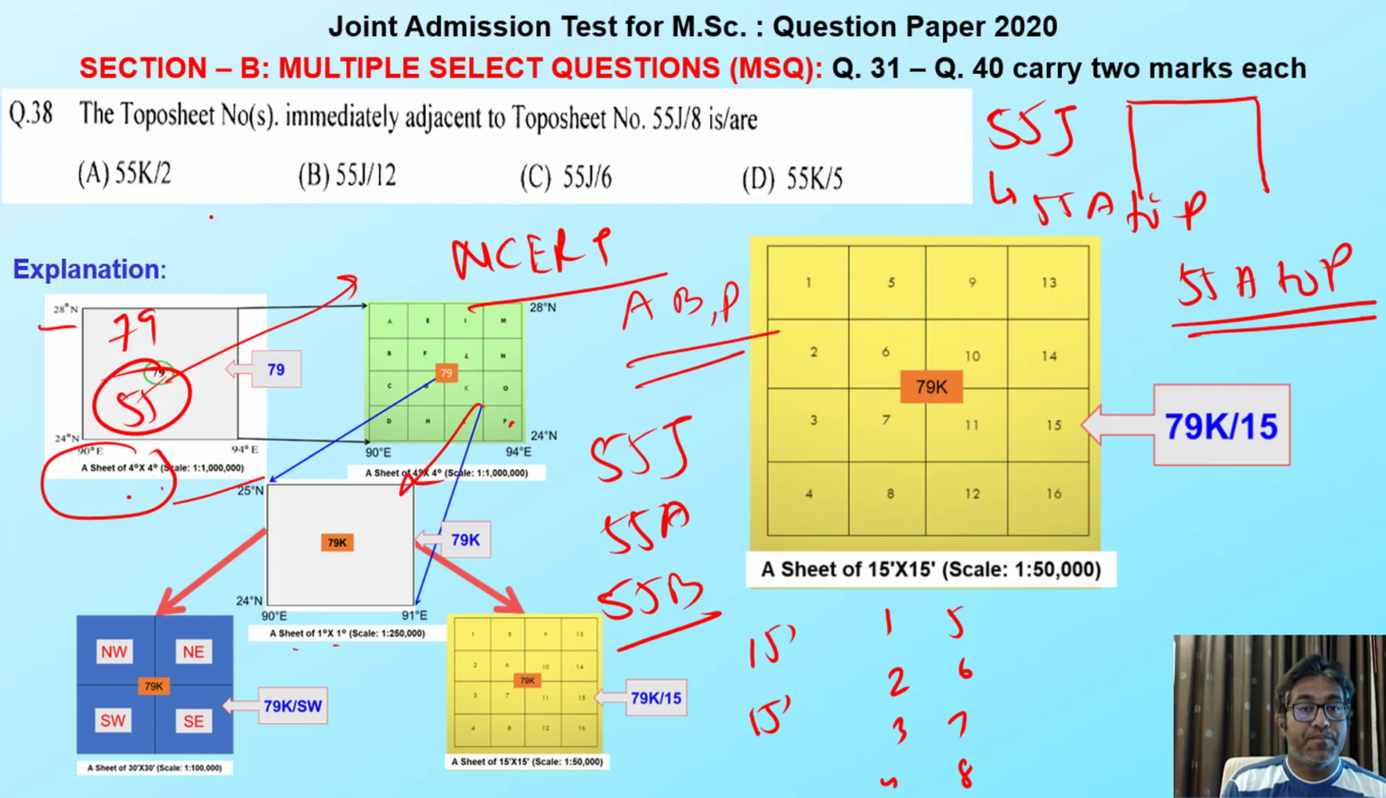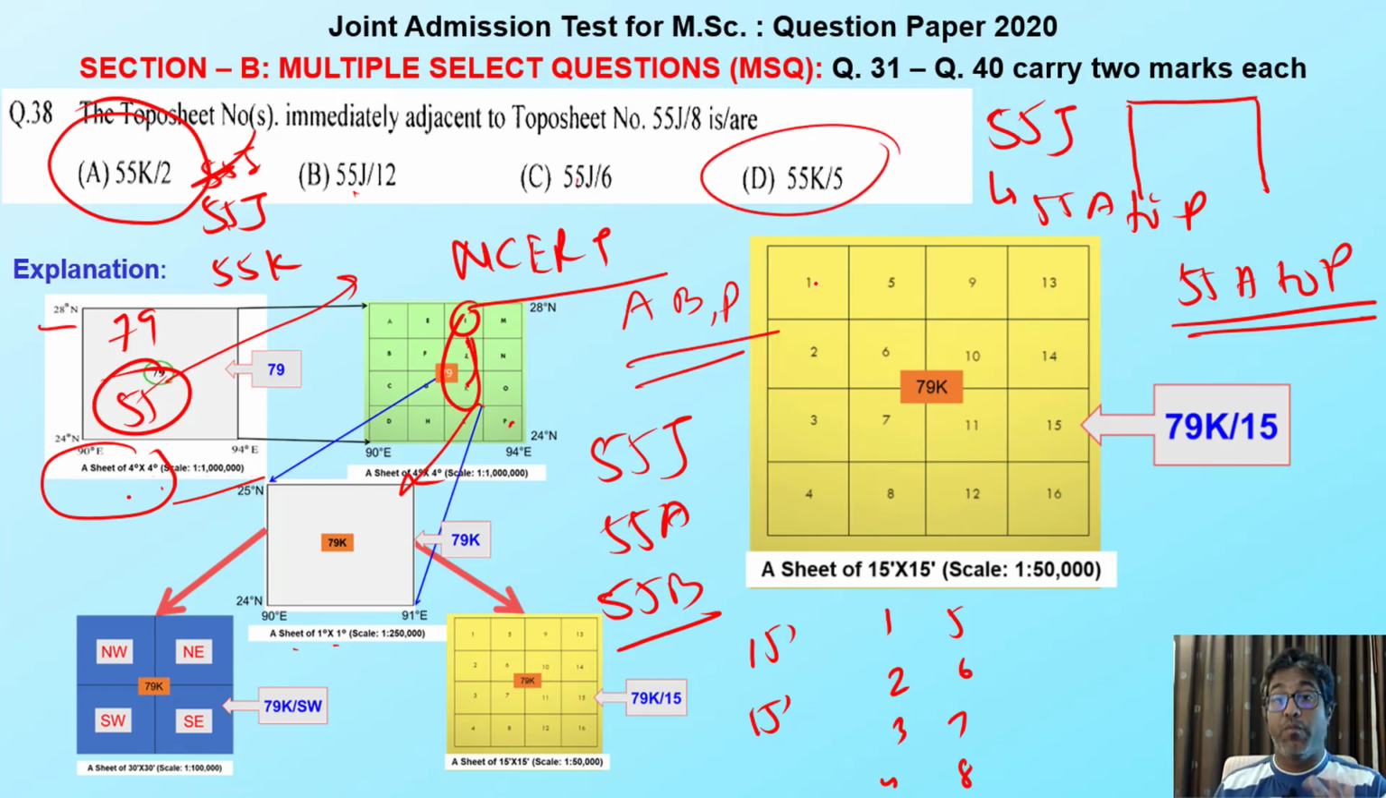Now we have to check 55J. Adjacent to this, what can we have? Either I, J or K. We will have 55I and 55K. So these are the adjacent sheets to 55J: 55I and 55K. So we should go with 55I and J also. Okay, there is no I. So my option should be maybe 55K, J and K. These would be my answer.